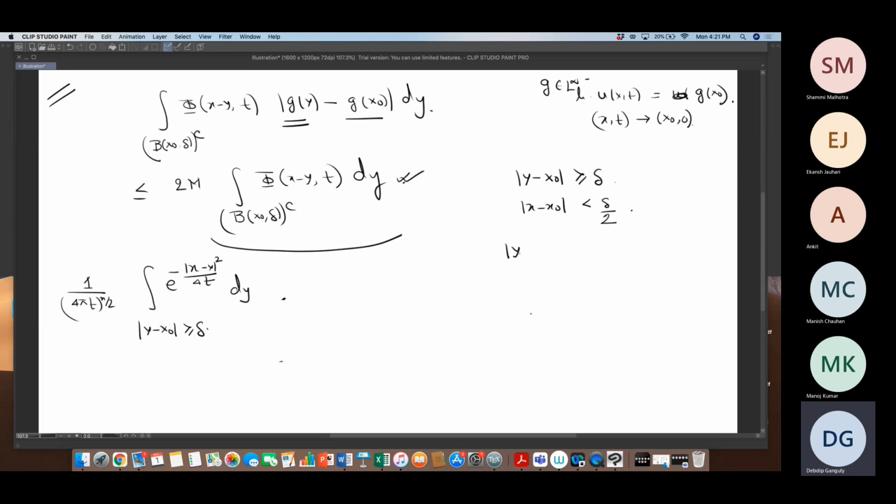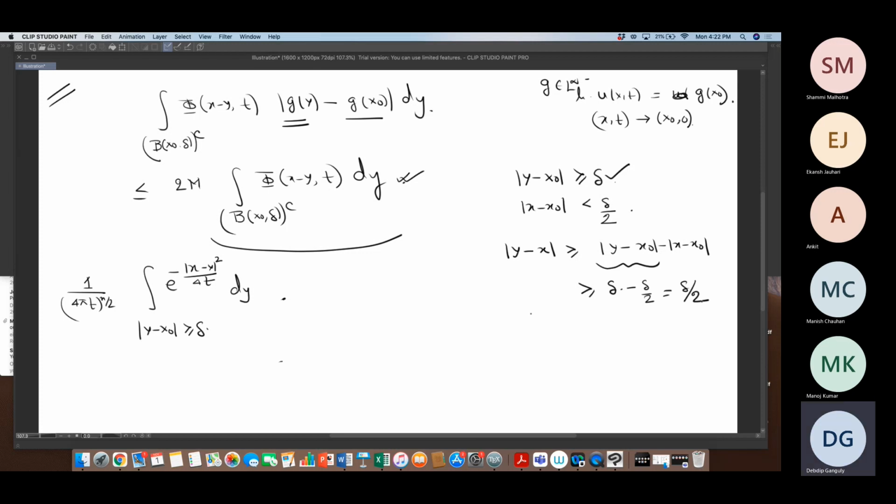So what will be the value of y minus x now? Mod y minus x is greater than or equal to, by the triangle inequality, mod y minus x naught minus mod x minus x naught. Y minus x naught is greater than delta, and x minus x naught is less than delta by 2. That minus will be greater than delta by 2. Is that clear?